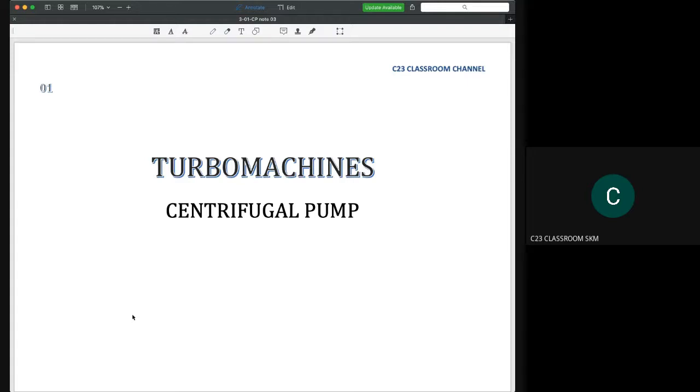Today we will discuss turbomachinery. For turbomachinery, there are two types of machine that we need to discuss here: one is pump and one is turbine. For the first chapter, I would like to share with you something about pump, and we focus on centrifugal pump here.